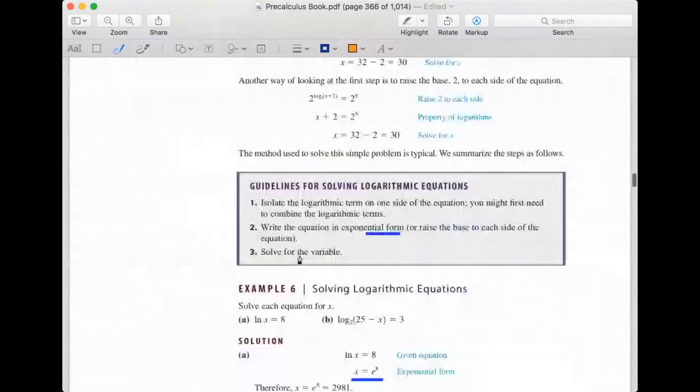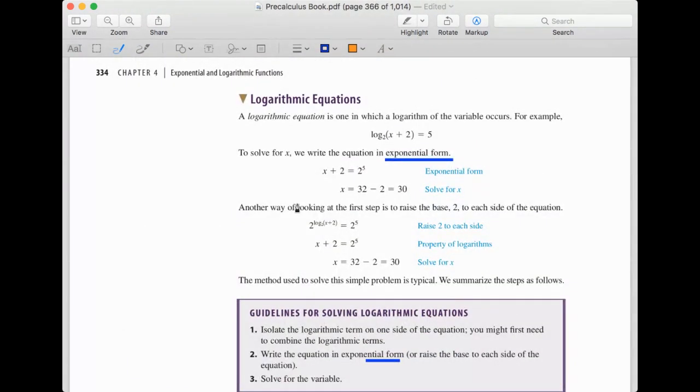Today we're going to talk about solving logarithmic equations. Let's see, we have log base 2 of x plus 2 equals 5. How do we solve this? We want to rewrite this equation as an exponential equation. So we can write 2 raised to 5 equals x plus 2. Those two equations look different, but we can write one in terms of the other.